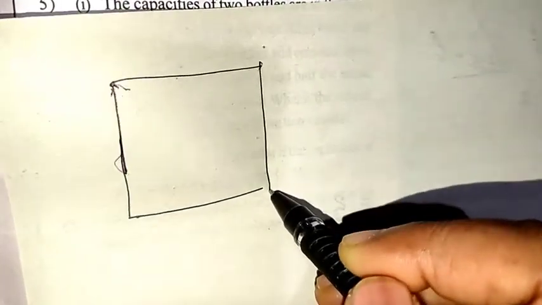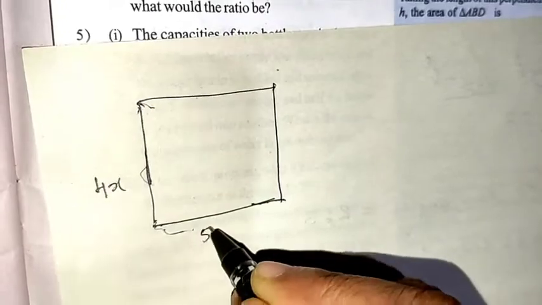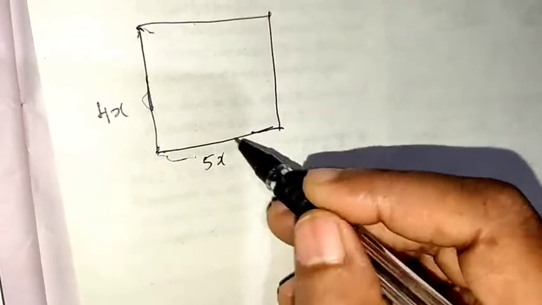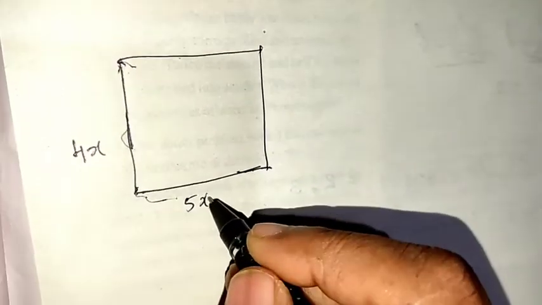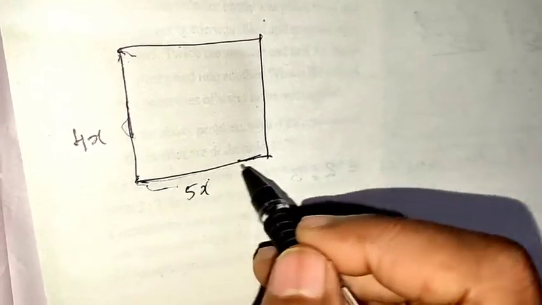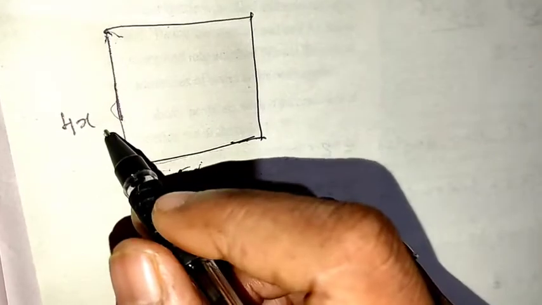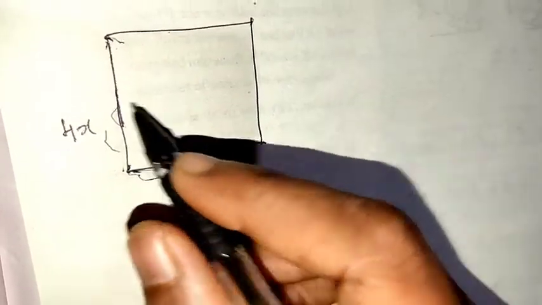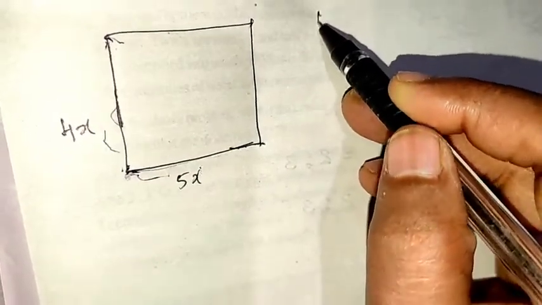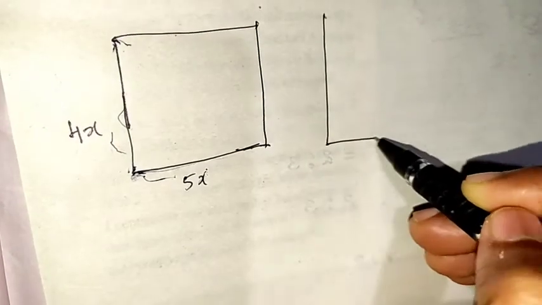Then the second part of the question: by what fraction should the longer side be decreased to make it a square? See, the original ratio. What is the original ratio? Yes, the original ratio is 4 is to 5. That is, this one is 4x and this one is 5x. By what fraction should this larger side be decreased to get a square?